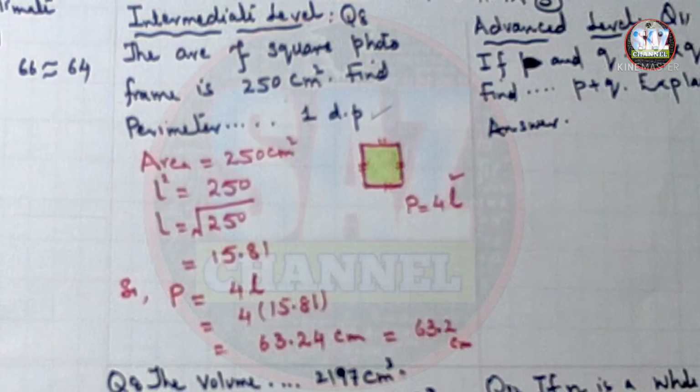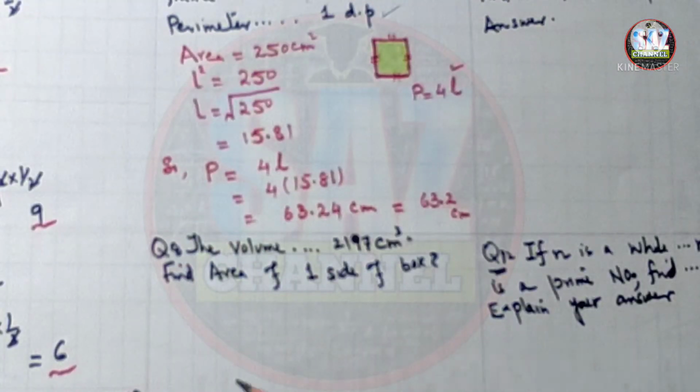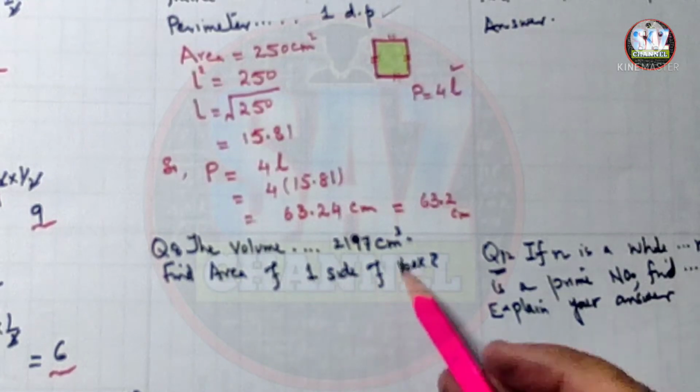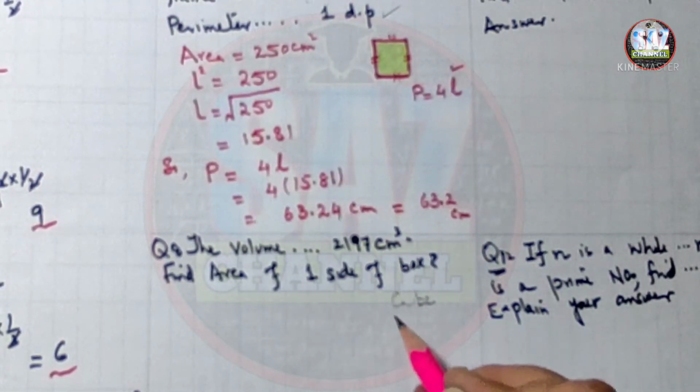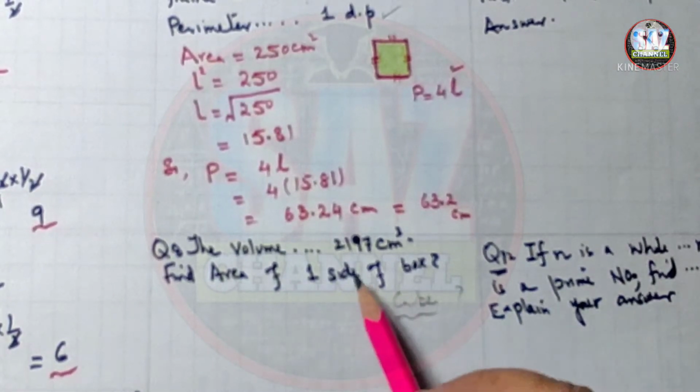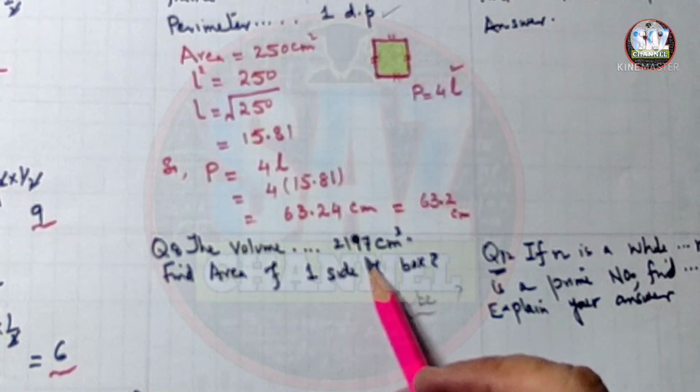And moving to the next question. The next question says that the volume of a box, and the box is in the shape of a cube, is 2197 cubed.